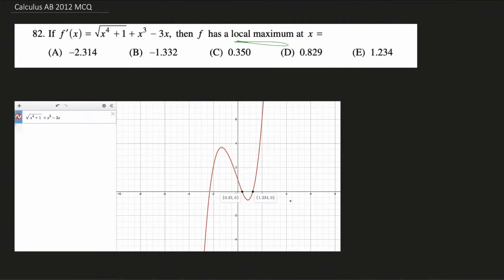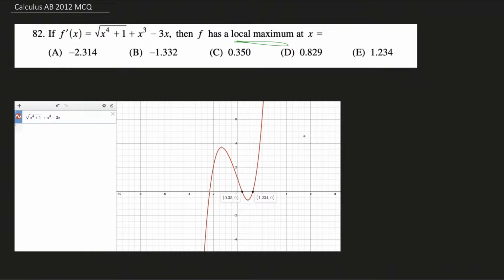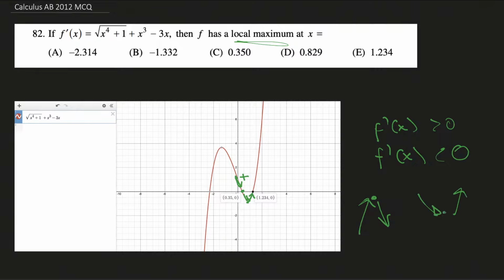Alright, number 82. If f prime of x is equal to this, then f has a local maximum at x equals... Well, to figure this out, you just have to think about where f prime of x is greater than or equal to 0 before a critical point, and less than 0 after. If you think about it, at 0.35 we're positive before the critical point and negative afterwards, which is what we want, which would imply this is the behavior and there's a local maximum. At 1.324, it's decreasing before, so it's going down and then going up afterward. That's a local minimum, so this is 0.35.